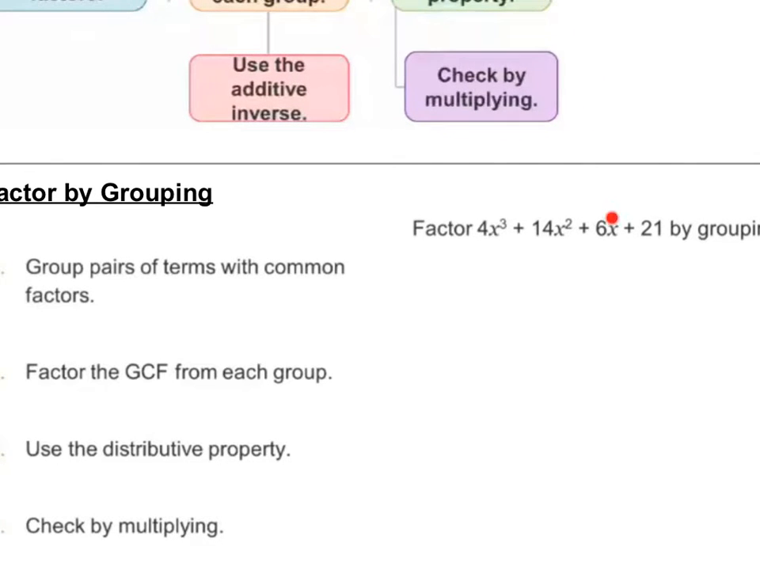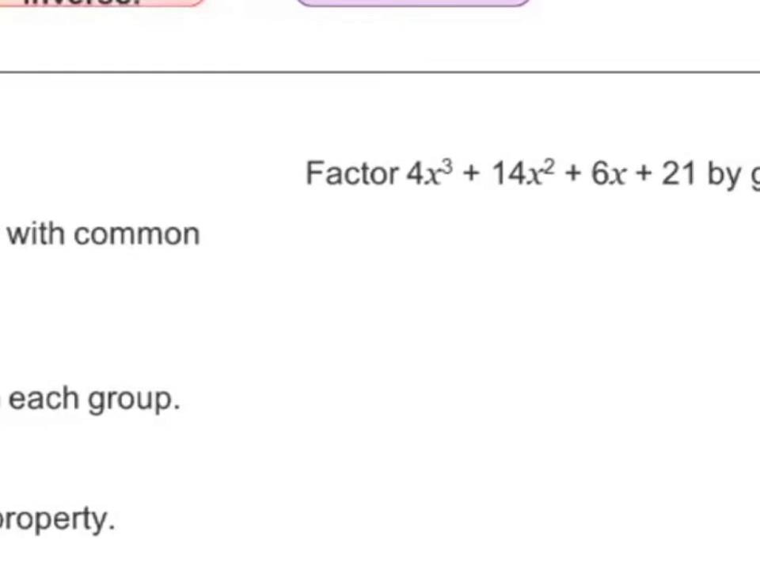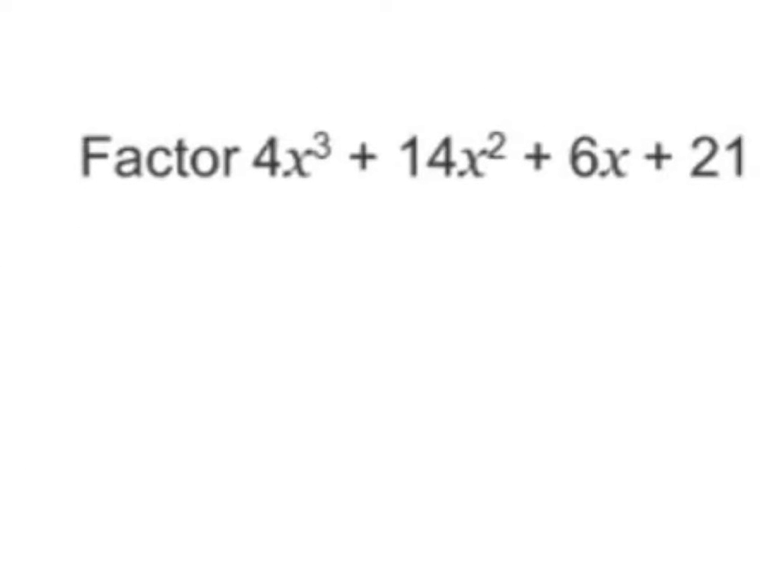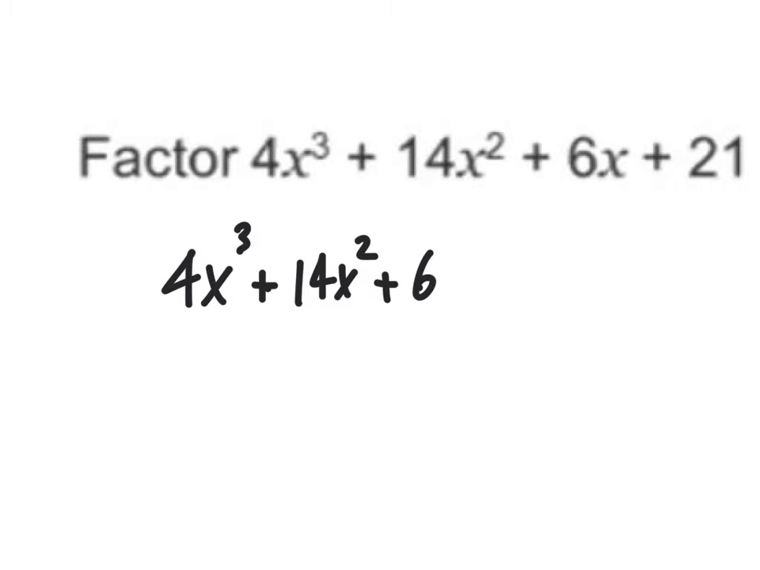So we want to take this polynomial here, 4x cubed plus 14x squared plus 6x plus 21, and factor it. We want to group the pairs of terms with common factors. Let me zoom in here and rewrite it: 4x cubed plus 14x squared plus 6x plus 21. I'm going to put parentheses around these two terms and then around these two terms, and then figure out what I can factor out of each set of parentheses.